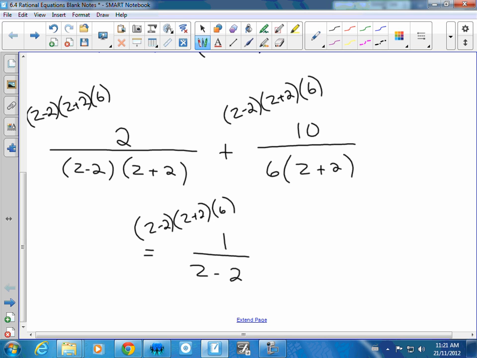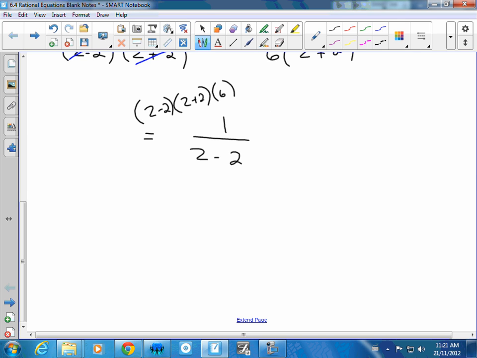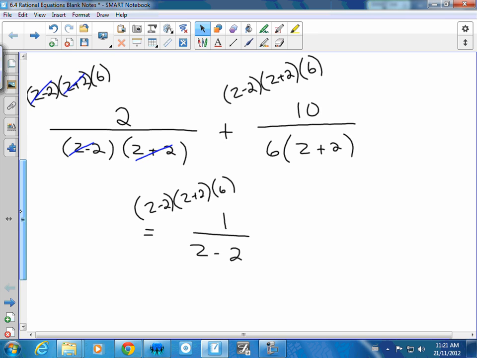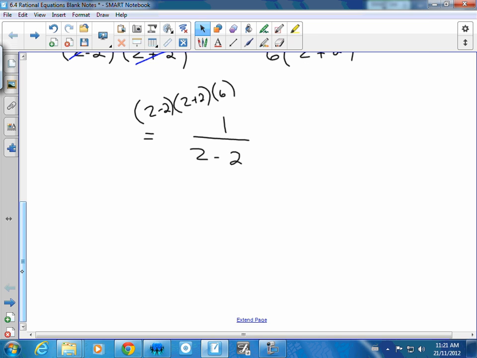Can you cancel stuff? Because it's multiplication, what can we cancel on this first one? The z minus 2 and the z plus 2. Can we cancel those? Awesome. Okay, hang on, I'll scroll. We'll do this one step at a time. So what do you end up with? What's 6 times 2? 12. Okay, nice. So we end up with a 12 plus.